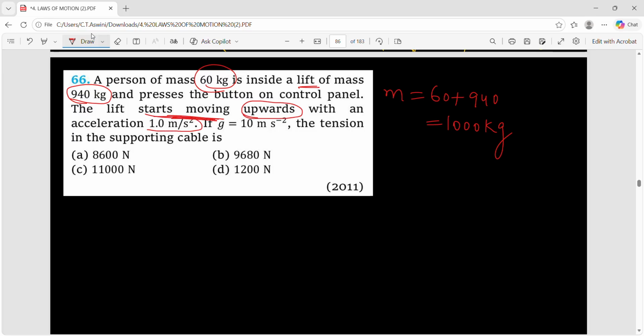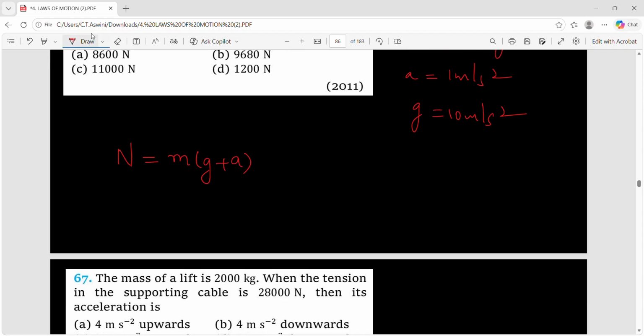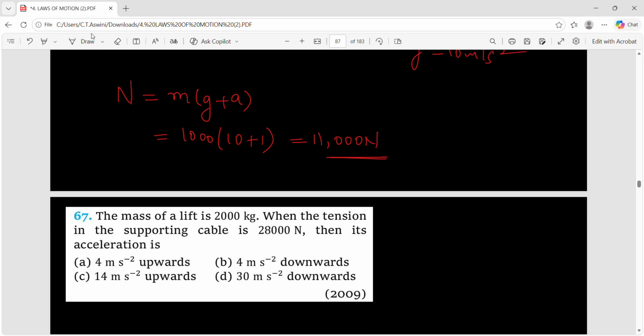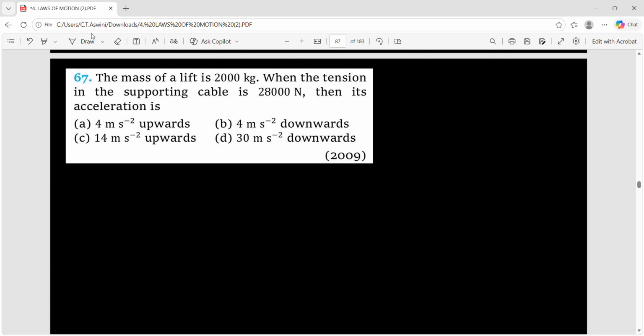And the lift is moving upward with an acceleration of 1. So what is the acceleration of the lift here? 1 meter per second square. And the g value is given. Even if it is not given, you should remember. The tension in the supporting cable. So tension in the sense what? It's nothing but normal reaction only. So when the lift is moving upward, what is the normal reaction? It is m into g plus a. We feel heavier because of the additional weight ma. So just substitute. M is 1000, g value is 10, a value is 1. So 11 into 1000, it is 11,000 newtons. So this is the tension. See how easy the problems are. Just you have to remember the concept and memorize the formulas.